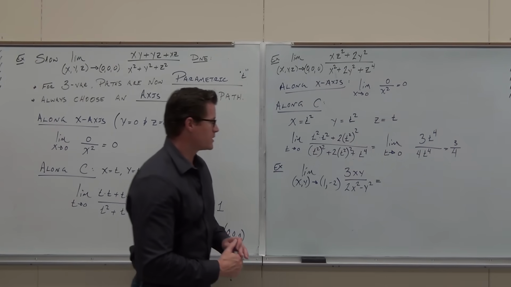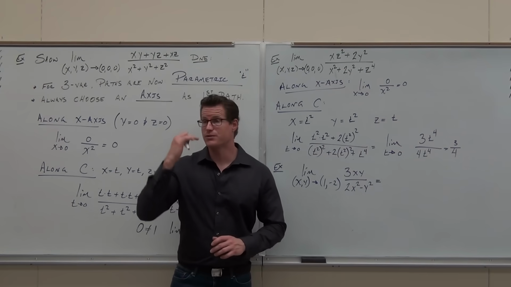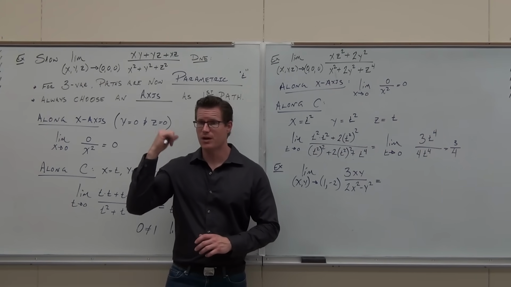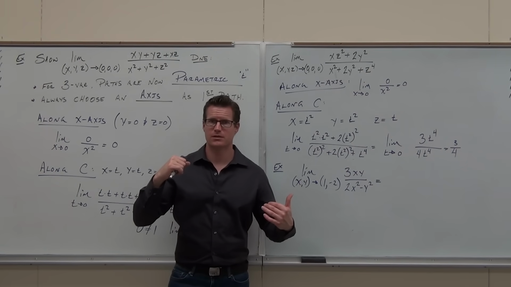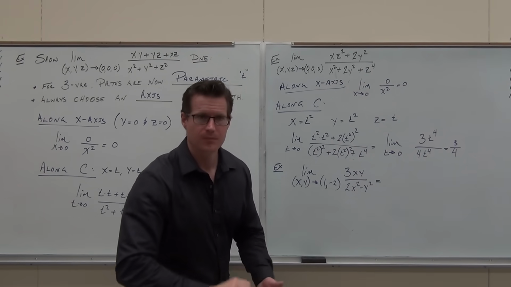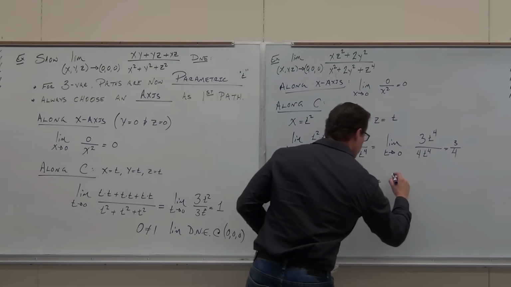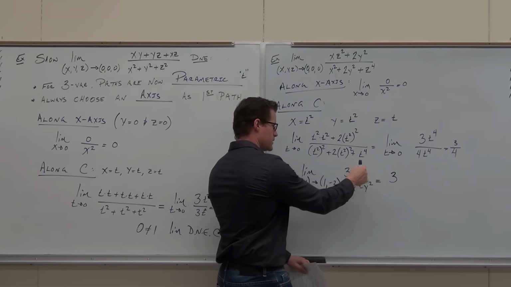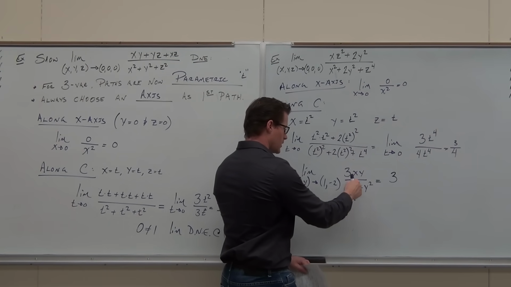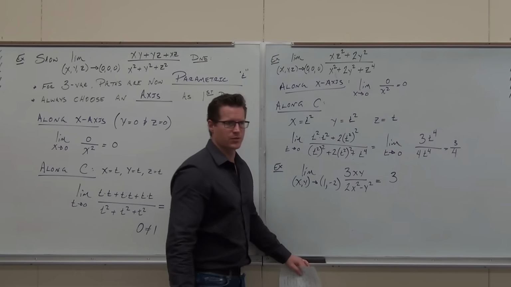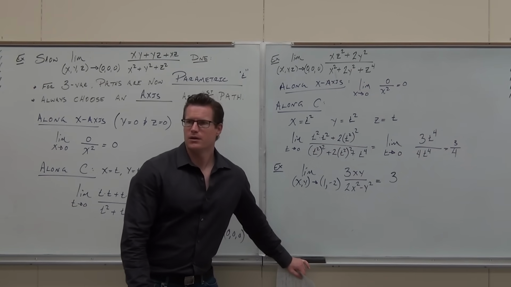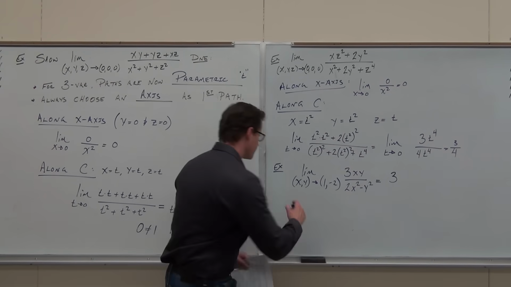So let's try it. Can you plug in your x and your y value? What is your x value? What's your y value? Have you already plugged this in? How much do you get? 3? Okay, 3. Well, 1, negative 2, okay, perfect. 1, negative 2, plug in, you get 3. Simplify, you get 3. You guys okay with that one? All right.